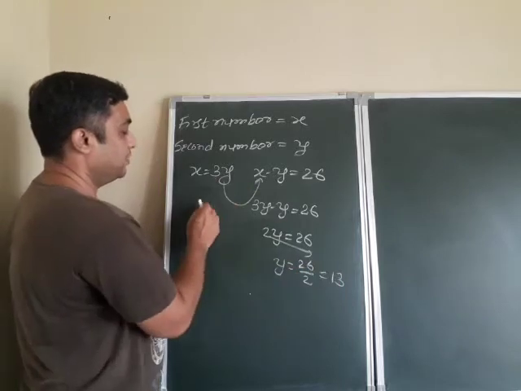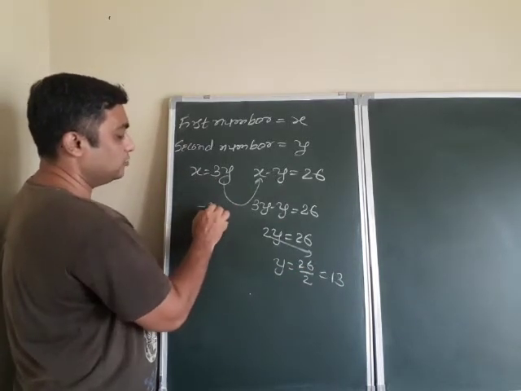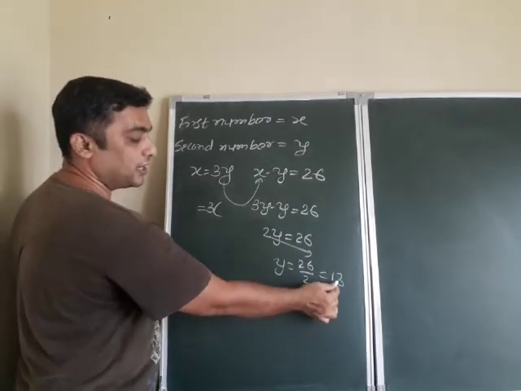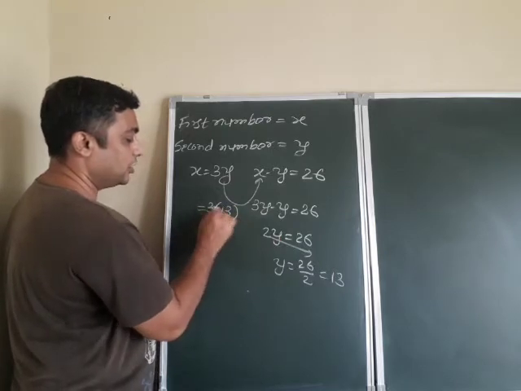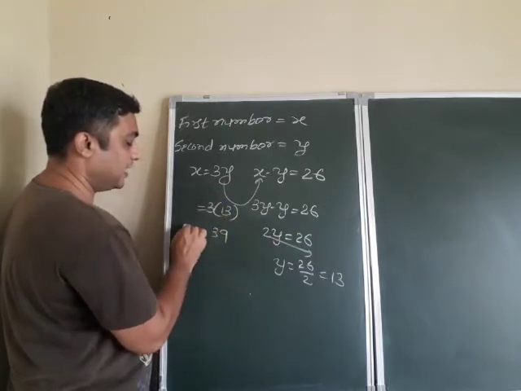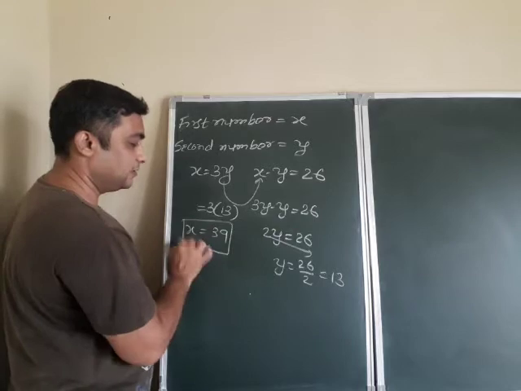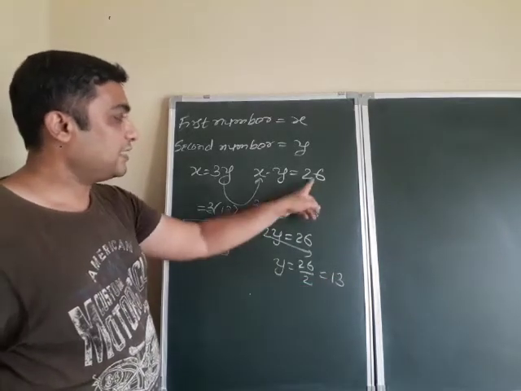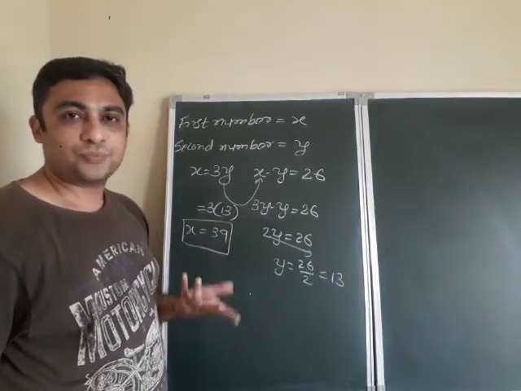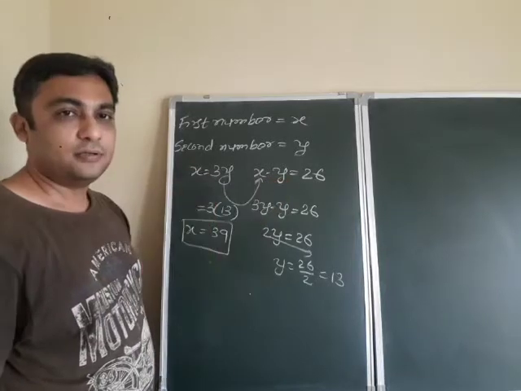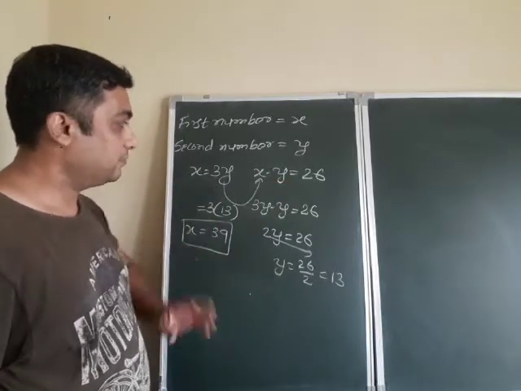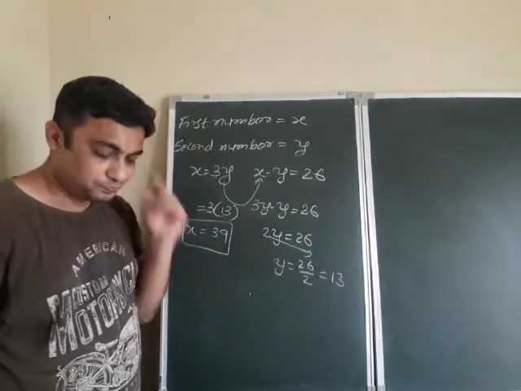Now see the second number. The second number says x is equal to 3y, with 13 in place of y. So 3 times 13 is 39. So x is determined, that is 39. Check: 39 minus 13 comes to 26. Clear? So both relations are satisfied. Okay, so the numbers are here. Please complete the examples.